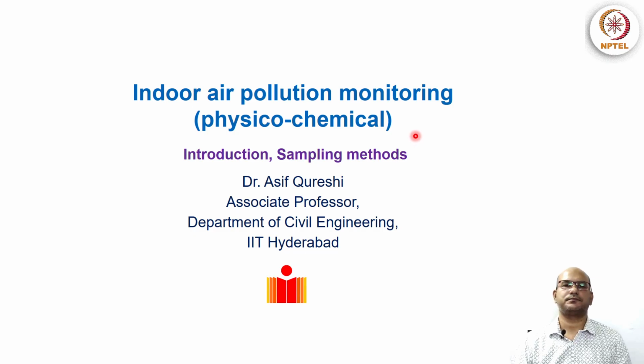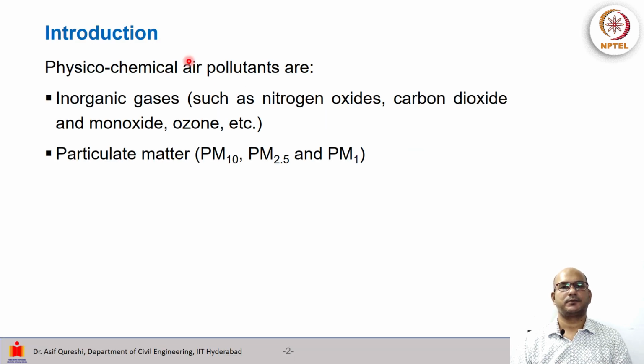Hello friends. So in this week we will look at the indoor air pollution monitoring methods, mostly focusing on the physico-chemical monitoring. In this lecture we will have some introduction and some sampling methods. So the physico-chemical pollutants are, one can say, the inorganic gases such as nitrogen oxides, carbon dioxide and carbon monoxide, ozone and several others that we have already looked at in the earlier lectures.